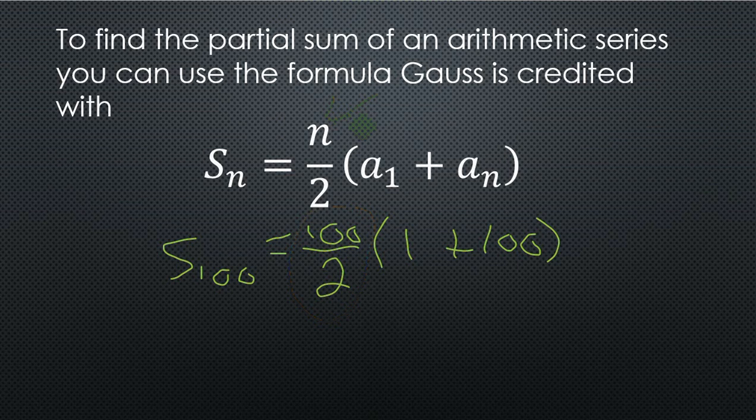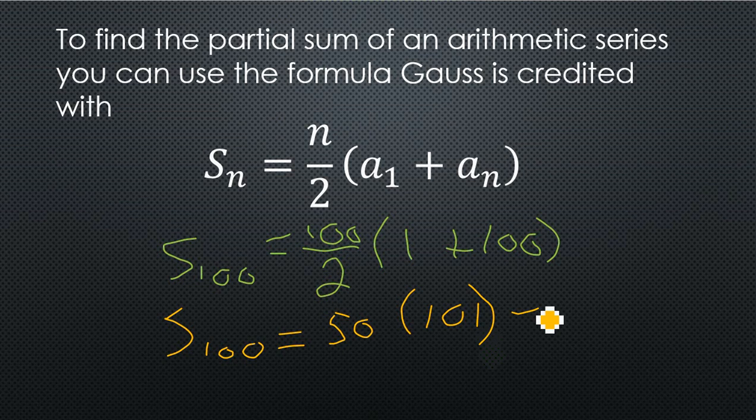Okay, so we have everything plugged in here. Of course, we need to do our parentheses first. So as we look at that, we can go ahead and do this 100 divided by 2 as well. Of course, that's going to be 50. So S of 100 equals 50 times 101. And we can see right there is where he came up with his formula. That gives us our 5,050.